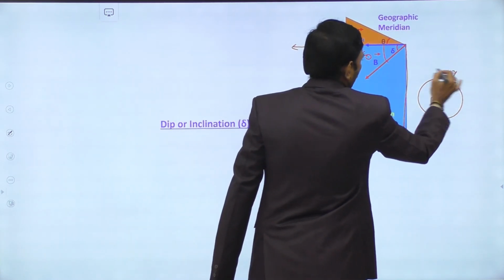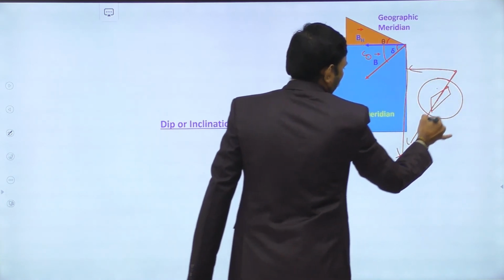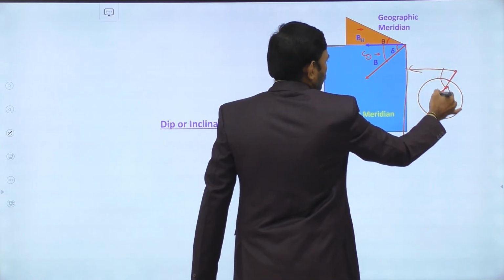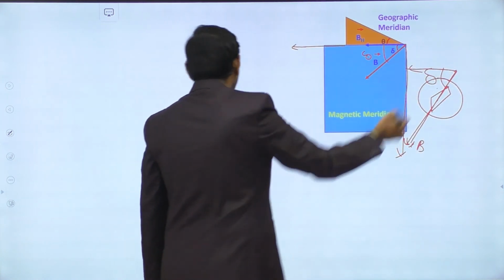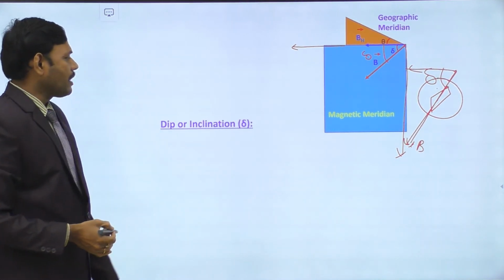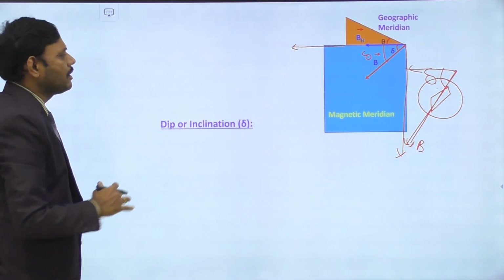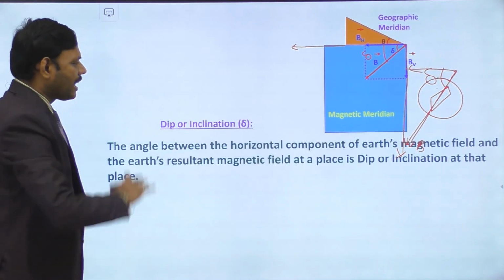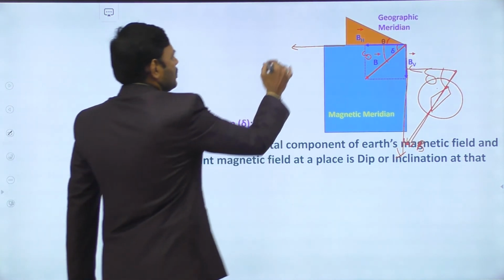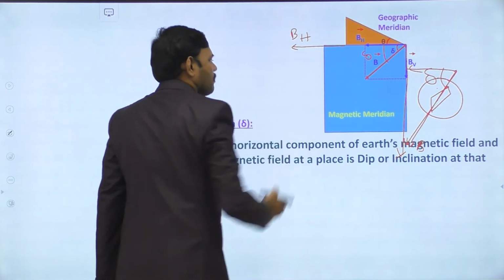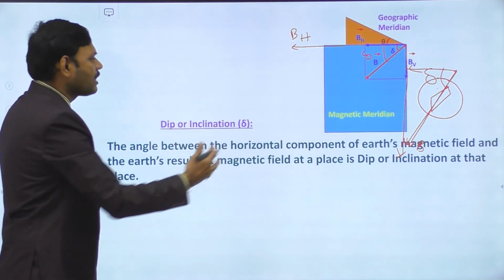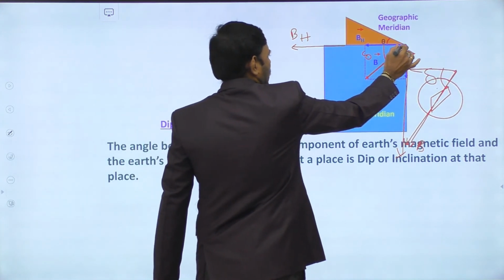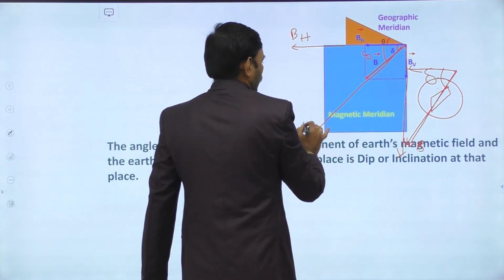So here we have the horizontal line, and this is the actual magnetic field of earth along which this magnetic needle aligns. The angle made by the actual magnetic field with horizontal is delta. This is known as angle of dip or angle of inclination. So this delta is the angle between the horizontal component of earth's magnetic field, this is BH, which is known as the horizontal component of earth's magnetic field, and earth's resultant magnetic field. This is the direction of the resultant magnetic field.